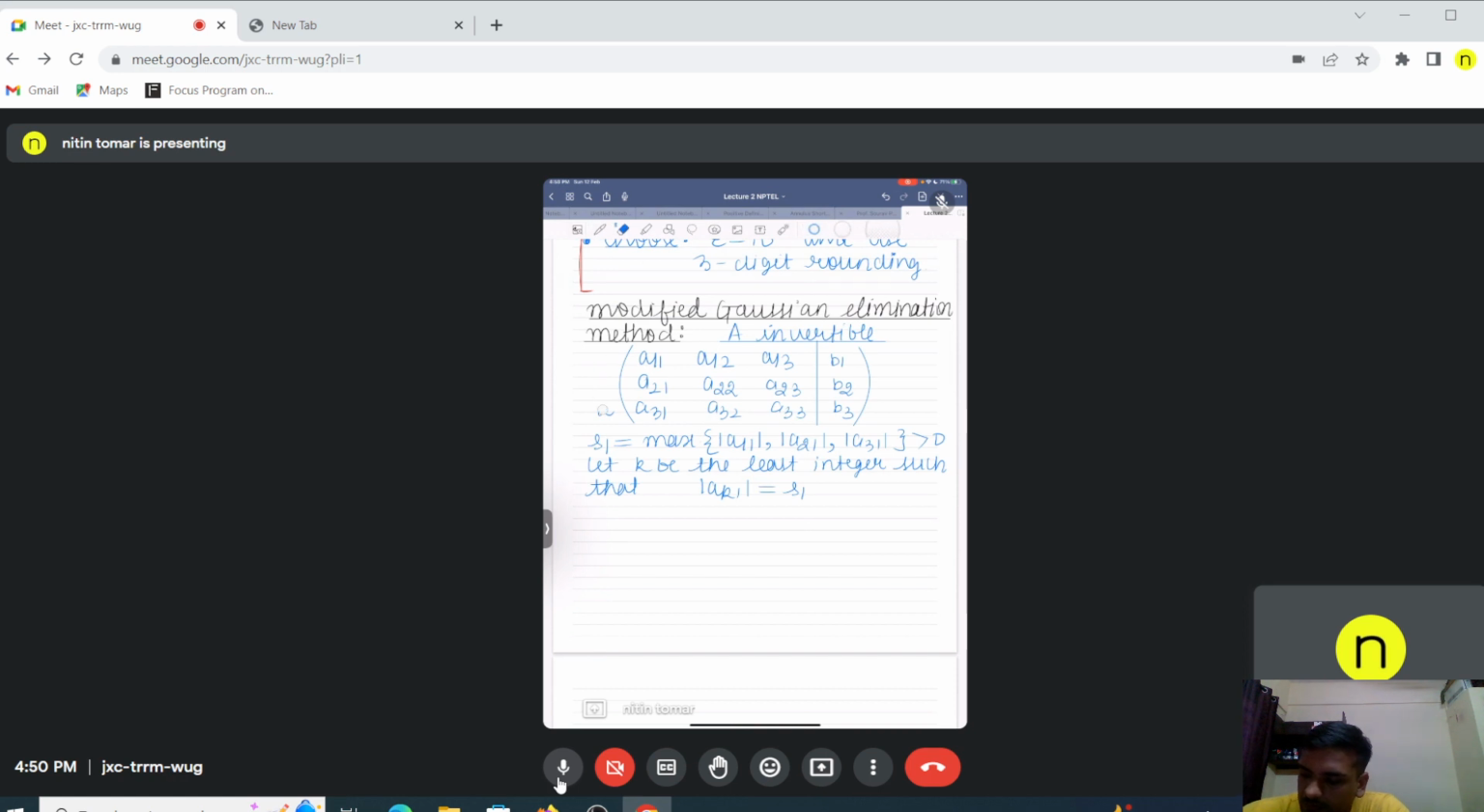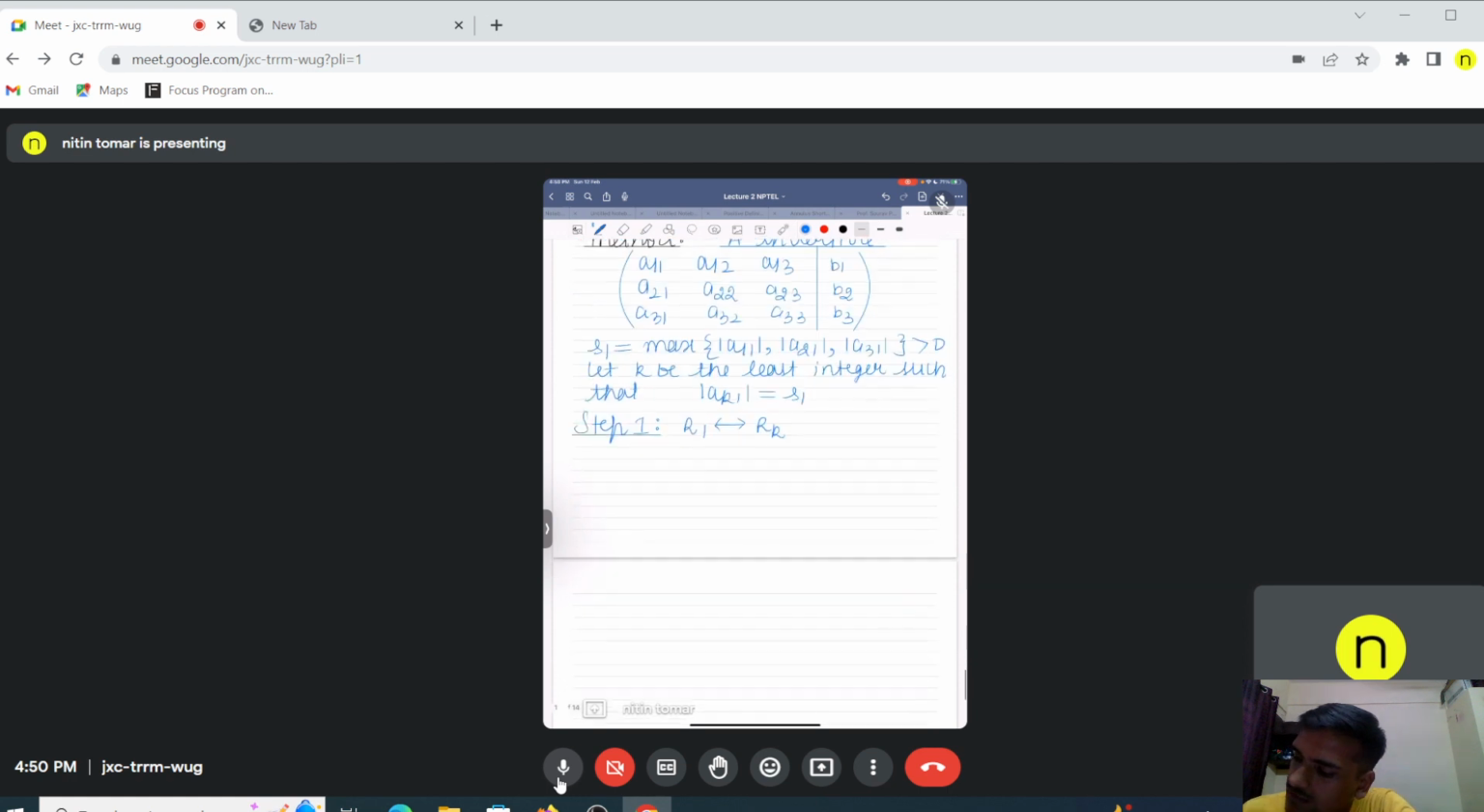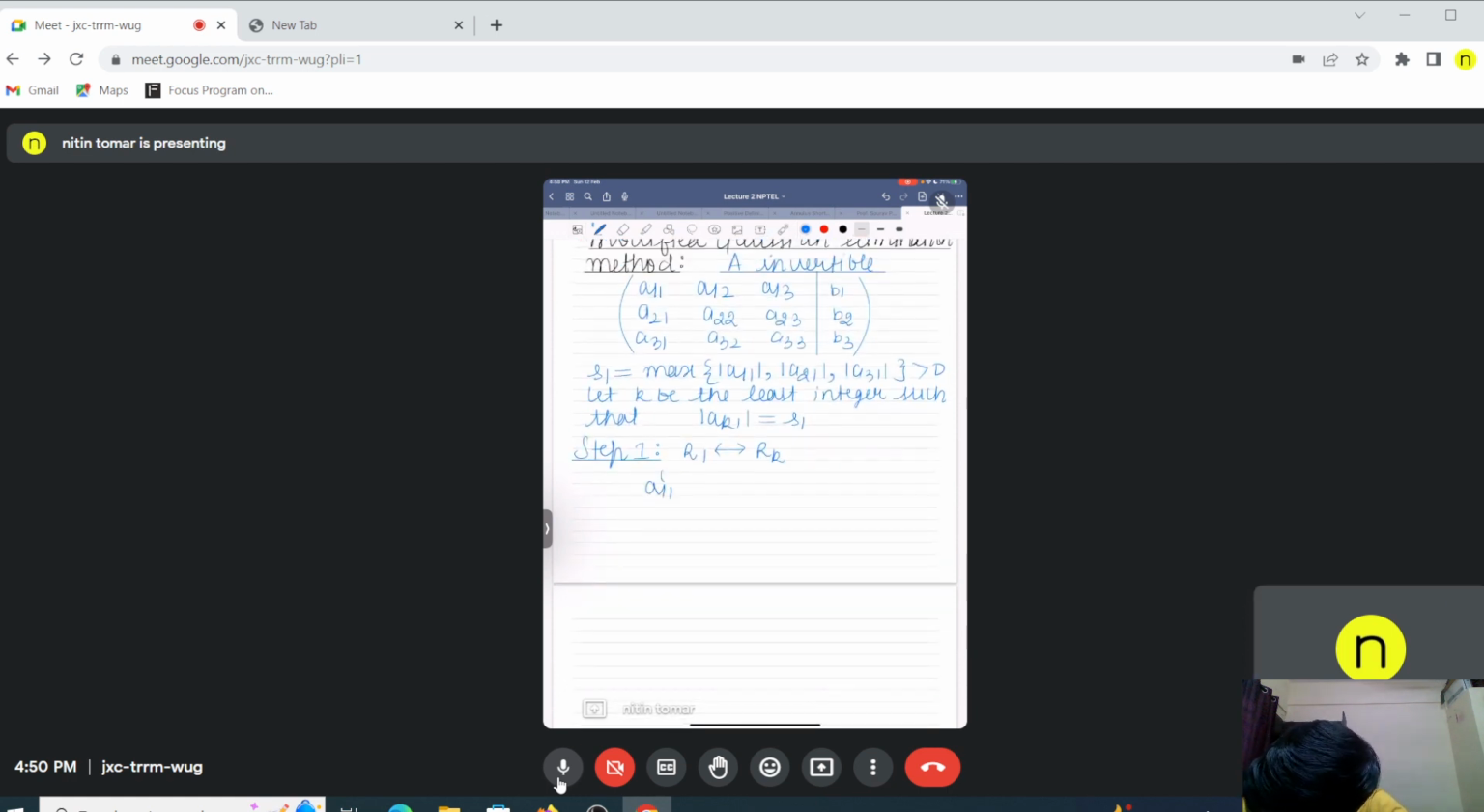Now, step 1, this is where this method is modified. You interchange r1 with that row rk. So you will get some new system, a new matrix. We don't know what it is, but definitely we'll have a new matrix.